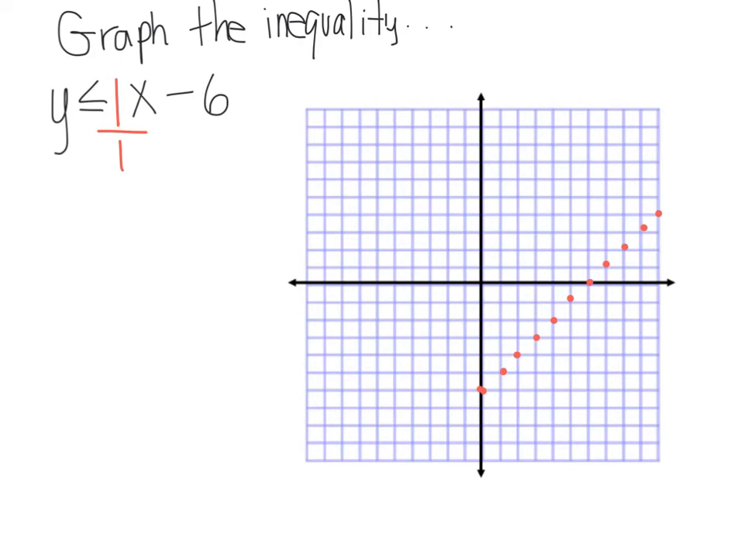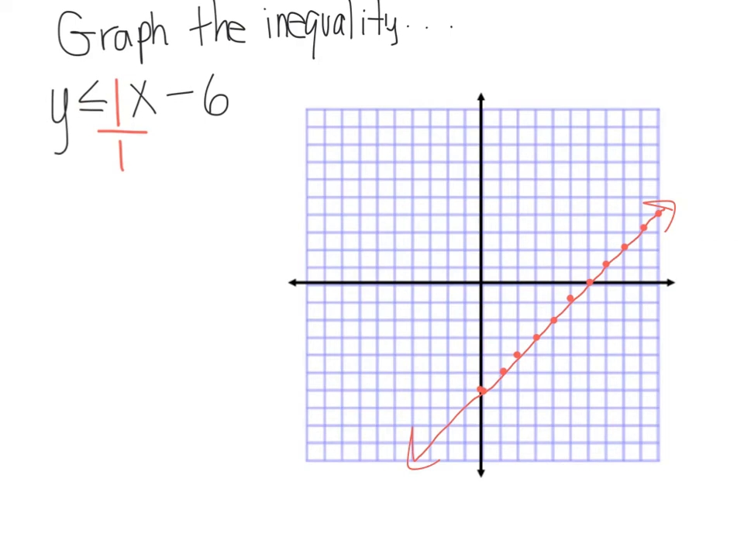And then I need to decide if my line is going to be a dashed line or a solid line. I look at my inequality to determine that. It's a less than or equal to. When it has that equal symbol, that means it's solid. If it doesn't have the equal symbol, that is when it is dashed. So this one will be a solid line, so I'm just going to go ahead and draw my line.